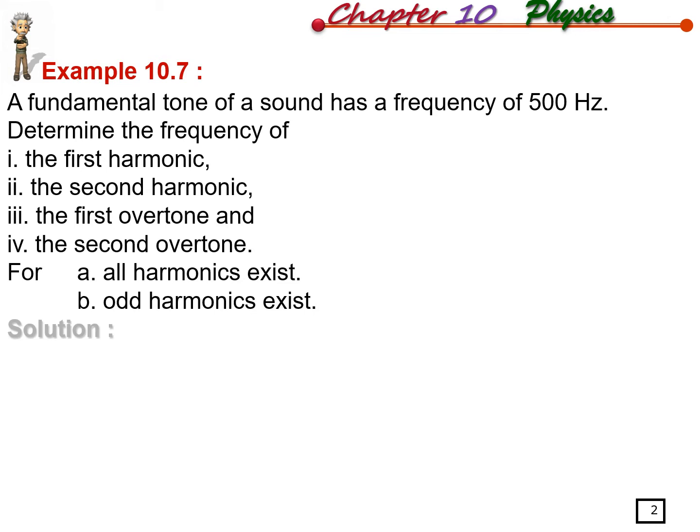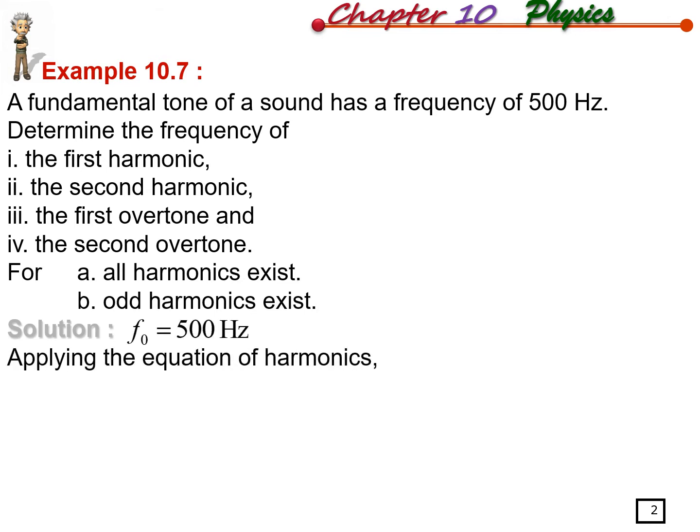They want us to determine the frequency of the first harmonic, the second harmonic, the first overtone, and the second overtone. First question is for all harmonics that exist, and then B is for odd harmonics only. So the fundamental frequency f0 is given as 500, by applying the equation for f0.